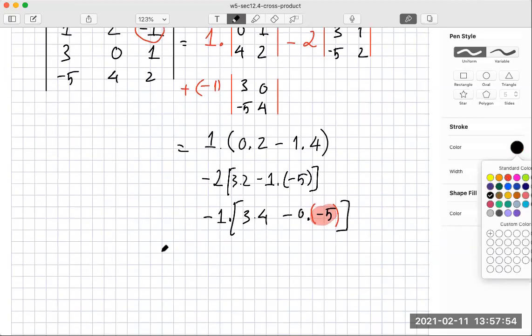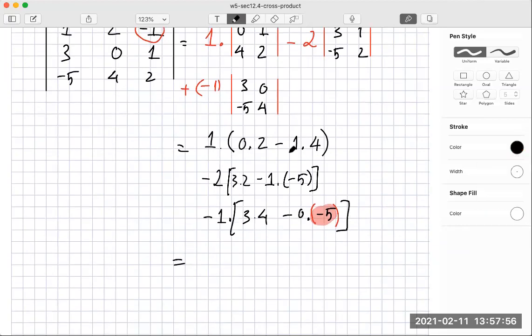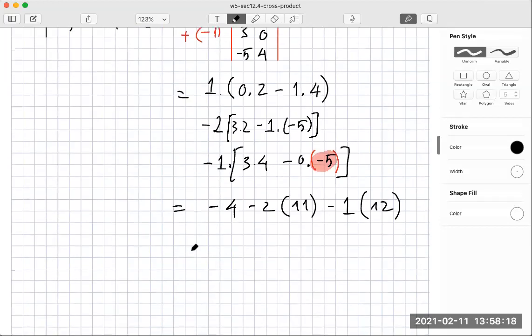Now let us compute it. It becomes easy. 1 times this is -4, right? It becomes -4. The second term here is -2 times 6 plus 5, it is 11, yes. Minus 1 times 12, very good. So in the end, it would be -4 minus 22 minus 12, right?